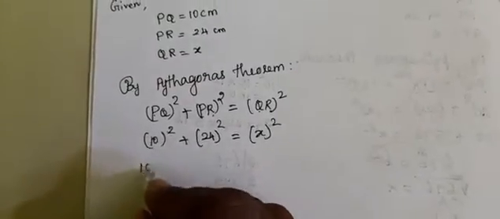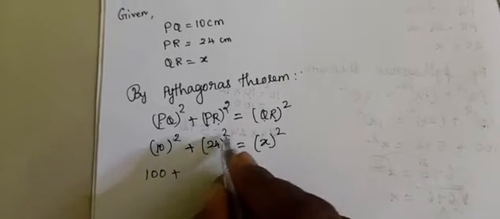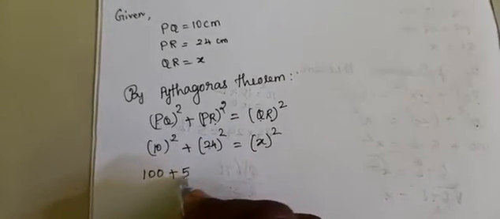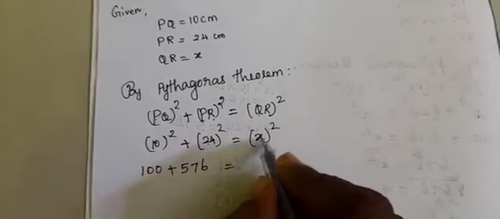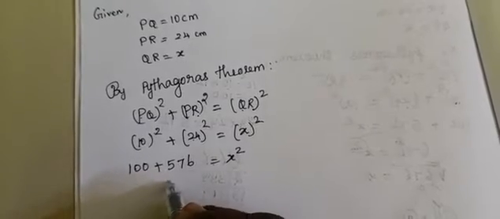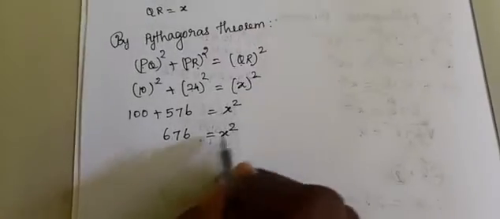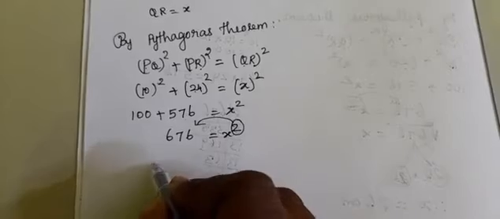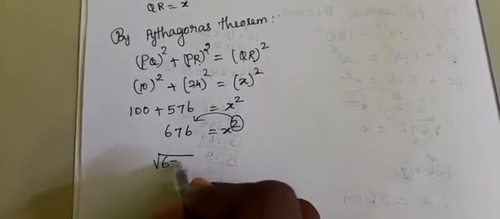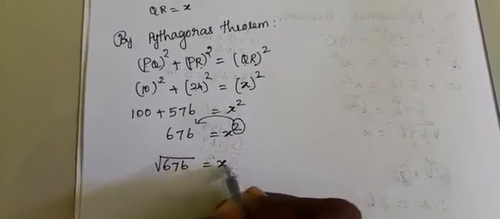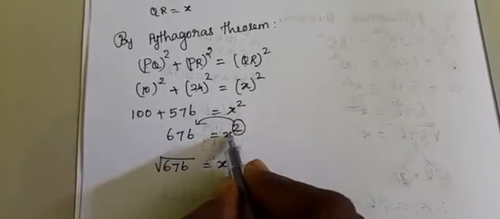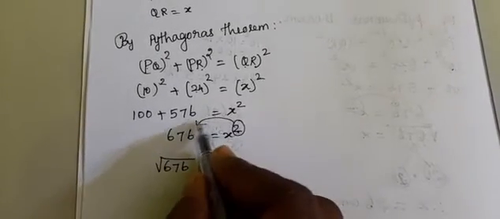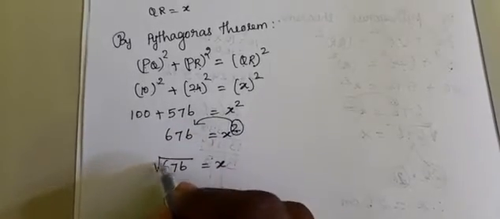10 square, 10 tens are 100. 24 square, 24 into 24 is 576 is equal to X square. If you add 100 plus 576, 676 is equal to X square. Now when you transpose X square, it becomes square root of 676 is equal to X. It is not a 2, it is power of 2, it's a square. When you transpose square, it becomes a square root.